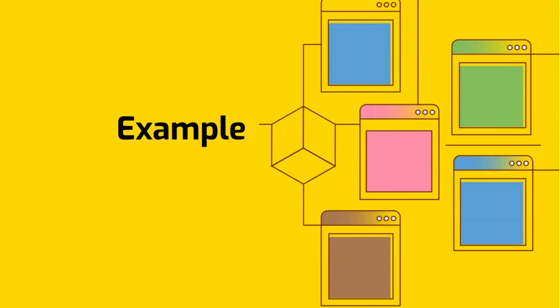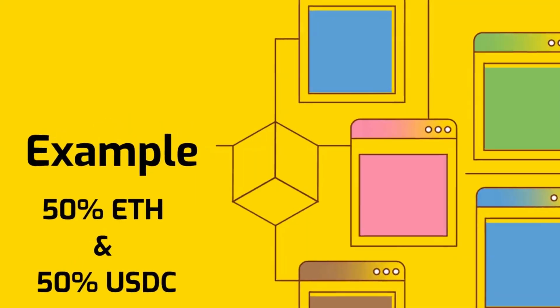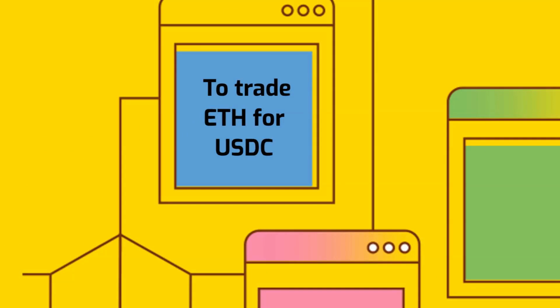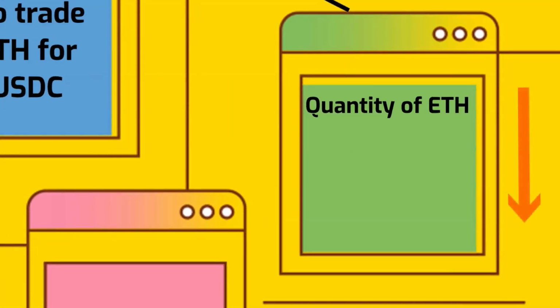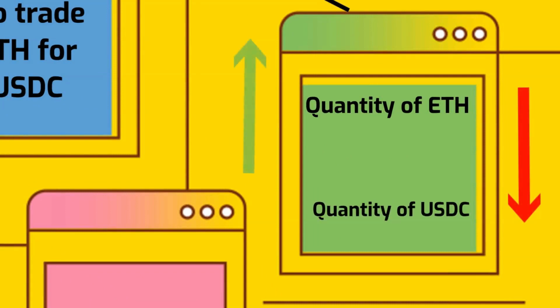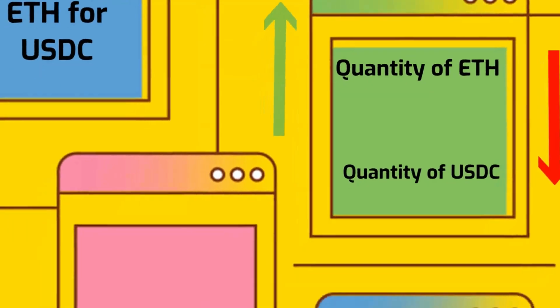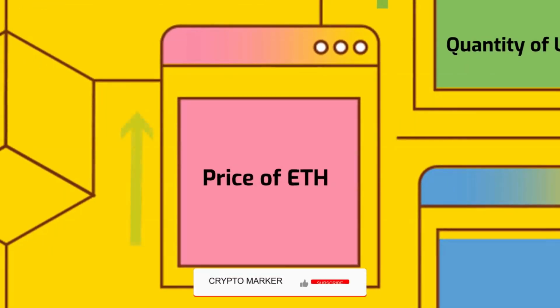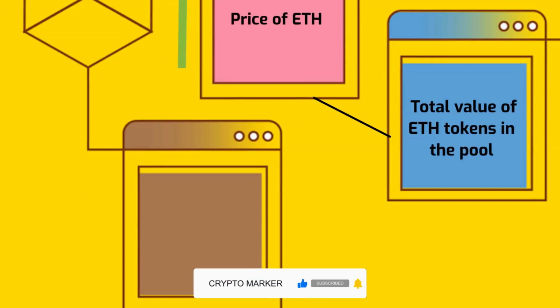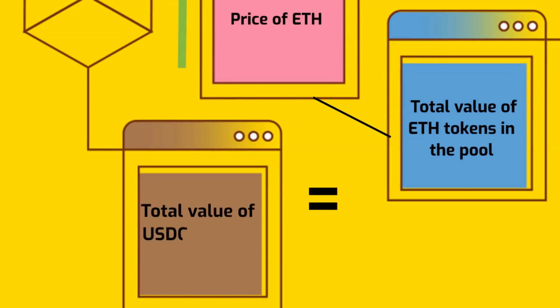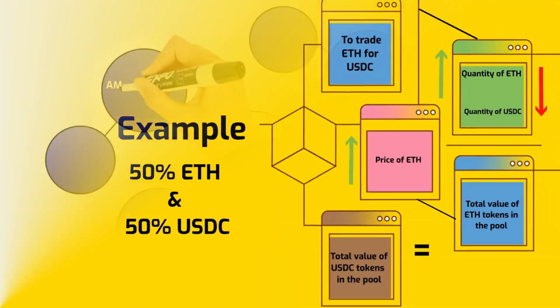Let's assume a Uniswap pool with 50% Ethereum and 50% USDC. When a trader comes to Uniswap to trade Ethereum for USDC, the quantity of Ethereum in the pool decreases while the quantity of USDC increases. In response to this change in quantity balance, the price of Ethereum increases so that the remaining Ethereum tokens remain equal in value to the total number of USDC tokens in the pool.